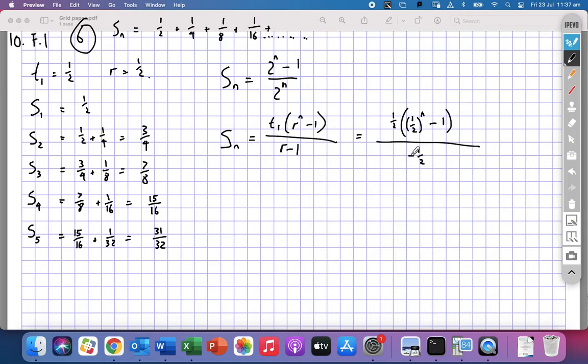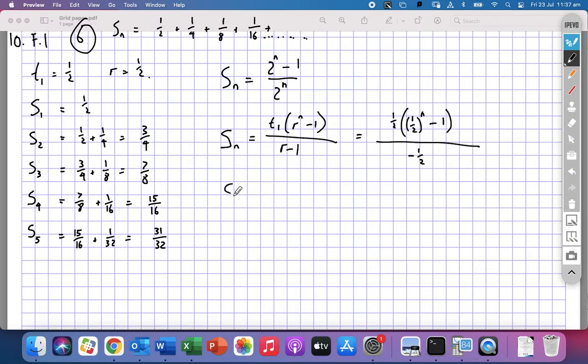The negative's a bit annoying. I feel like I should have used the other version of the formula, but I've done this now, and I don't want to re-record the video. So if I'm dividing by a half, that's equivalent to what? Timesing by 2, isn't it? So we can pretty quickly deal with this denominator and say, let's times all of that by 2.